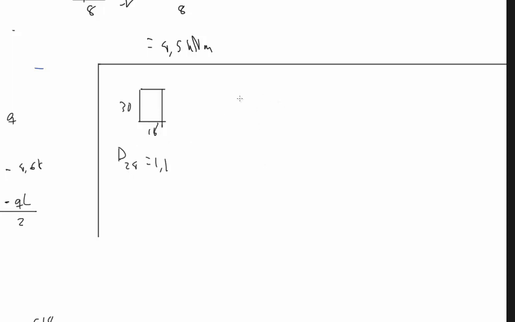So you take the base times height squared divided by 6 will give us 18 times 30 squared divided by 6, which is equal to 2,700. Times 1.1 is equal to 2970.